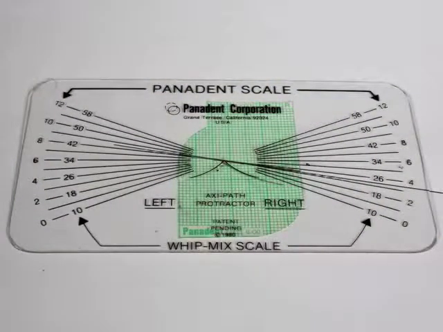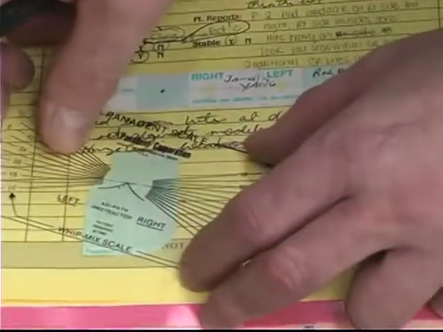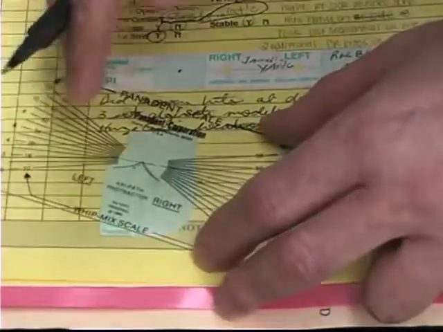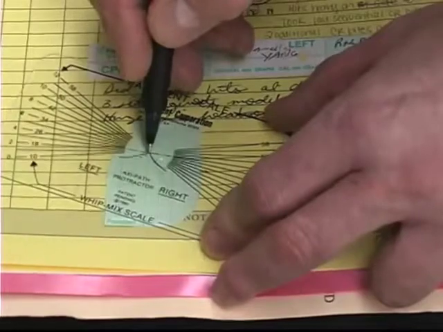The AxiPath protractor has condylar path indicators on it. Line up the tip of the curve for the right or left condylar path on the appropriate hinge axis point marked on the graph paper. Simply read where the reference plane tool mark crosses the scale. A Whipmix scale or a Panadent scale is provided depending on the mounting system used.